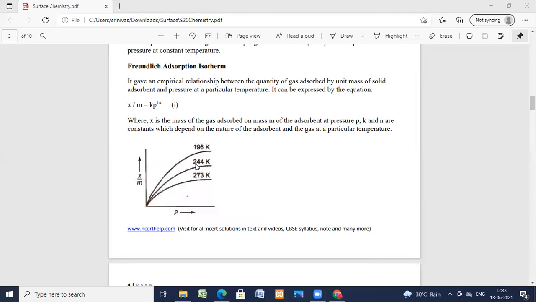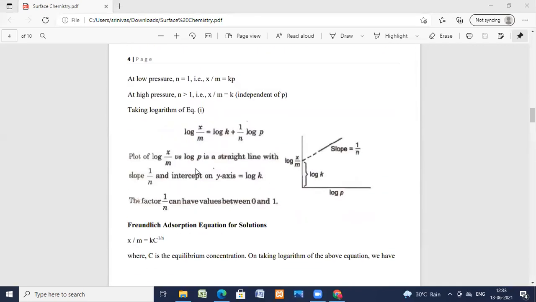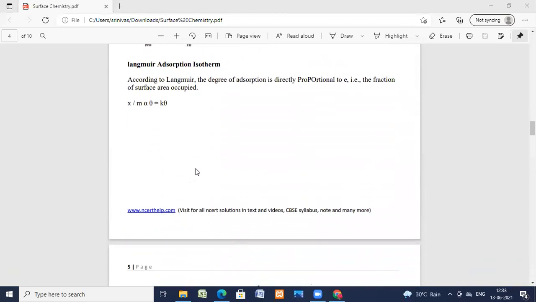Now, Freundlich is able to explain physical adsorption, but what about chemical adsorption? Langmuir deduced a theoretical relationship which has been found to be in more agreement with many experimental facts over a wide range of pressure than the Freundlich isotherm. So actually the Freundlich adsorption isotherm is only a special case of the Langmuir isotherm for intermediate pressure.